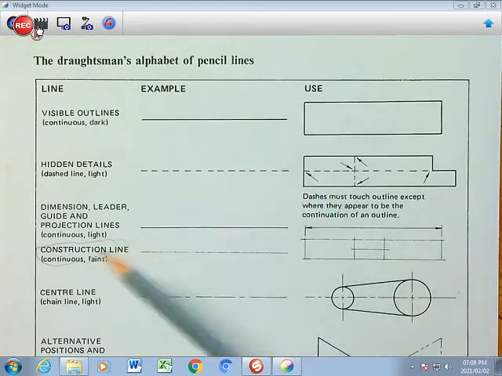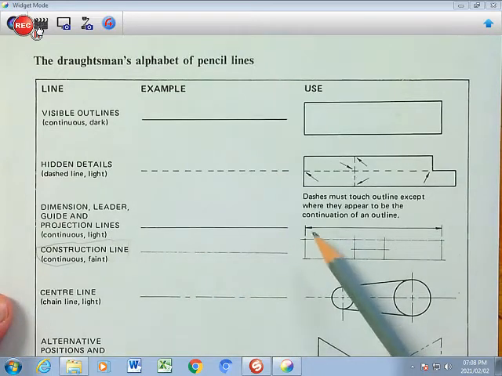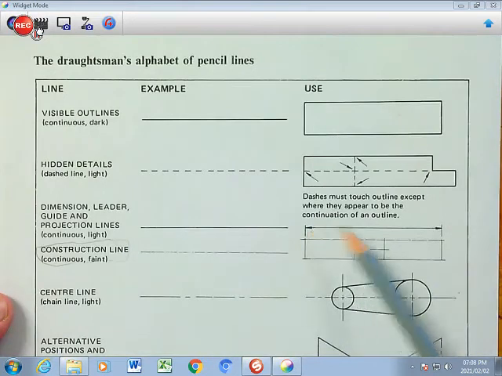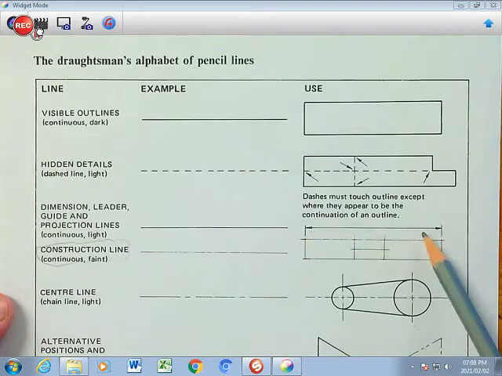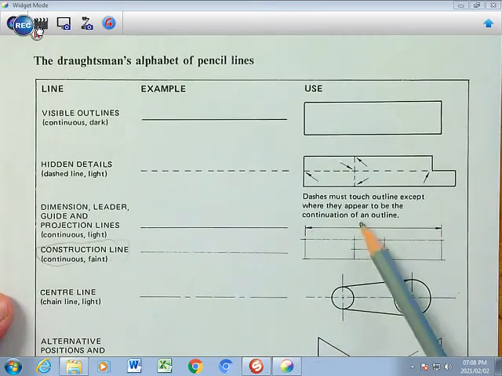Alright. Then we have a dimension line. A dimension line shows the measurement from one specific point to the other. It is a light line. The color of the line is light, but it has arrows on both ends to indicate the measurement from here to here. There's normally a dimension written there, right?